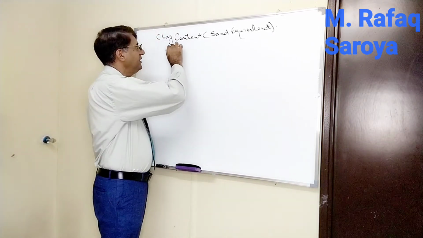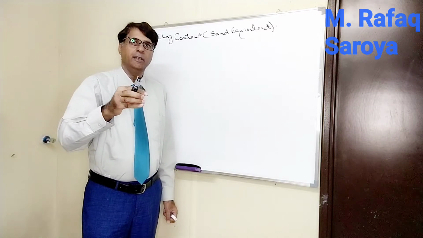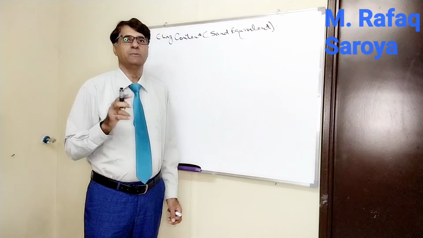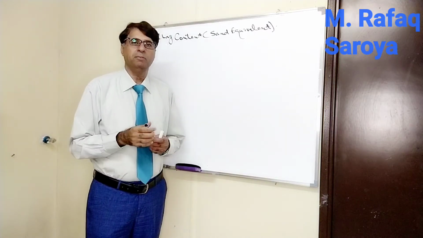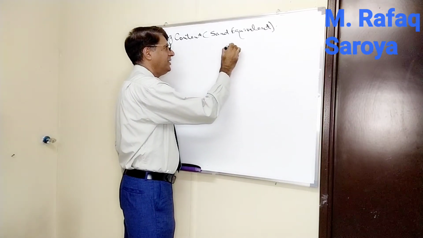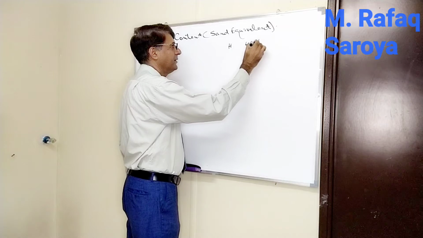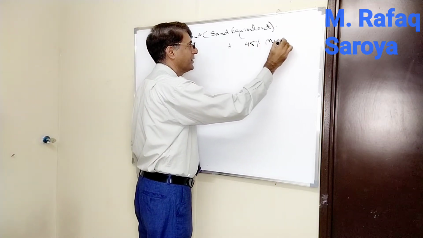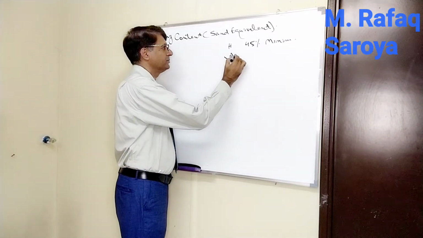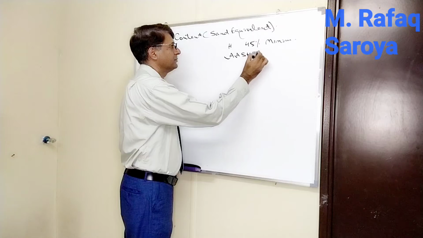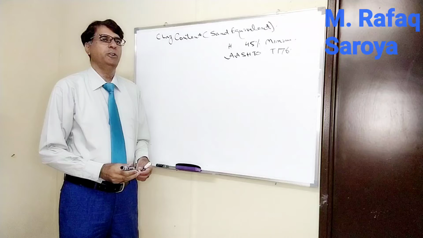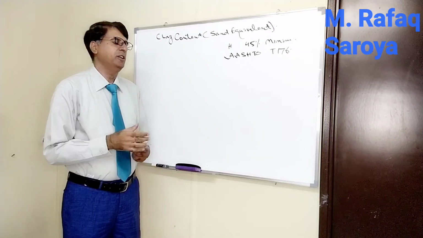So that is why this clay content is very vital for the determination, and its value is always mentioned in the specification for the Superpave specification. For my traffic level, which is level H, its value is 45% minimum. And how we will determine it is by AASHTO T176. How we will do it, I will just explain to you in a very brief way.